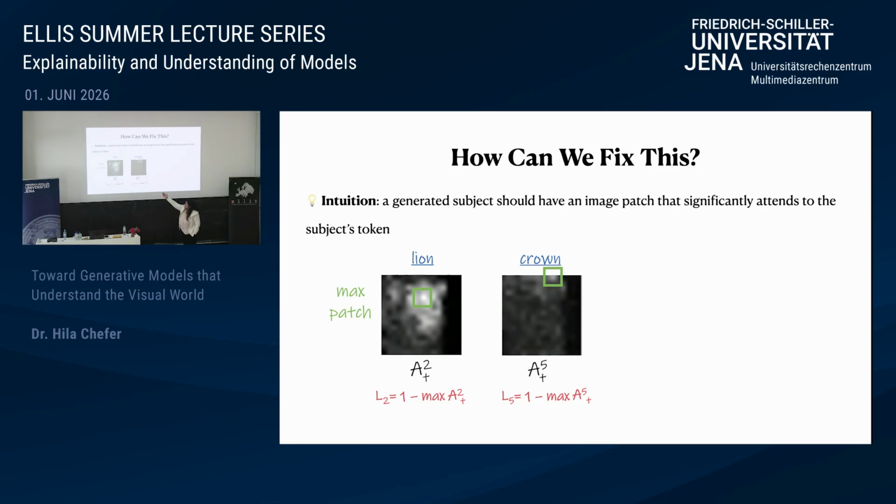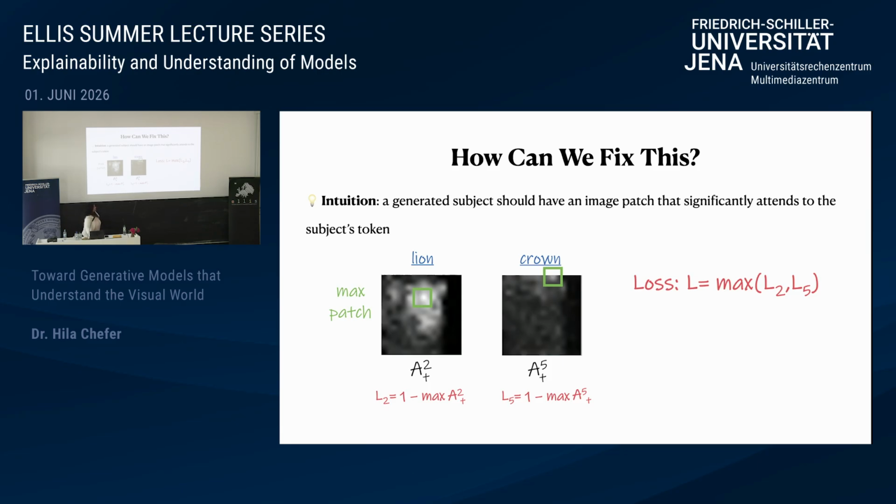We said that lion is generated because it has a high maximal activation. Somewhere, some patch in this image decided that lion is important. Crown is not generated because none of the patches in the image decided that crown is important. Let's translate this intuition directly into a loss function or an objective function. So the objective function is the complementary of the maximal activation. And then for lion, this loss function is going to be very low, right? Because we have high activations. For crown, this loss function is going to be very high because none of the patches think crown is relevant to them. So this is the loss, right?